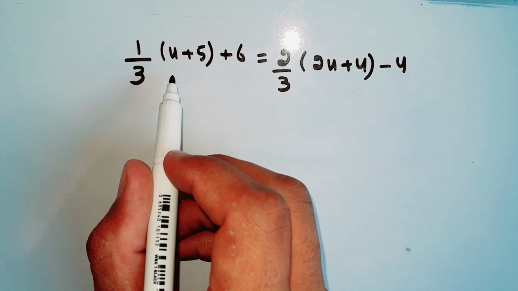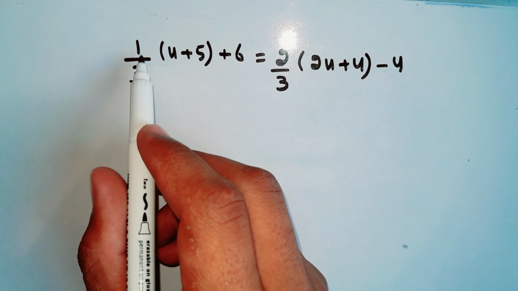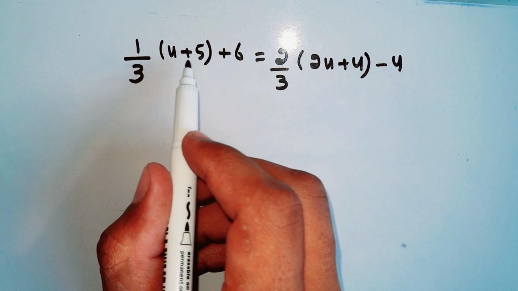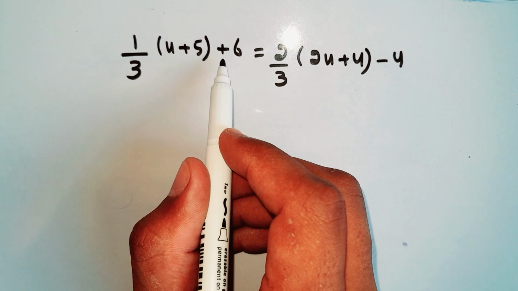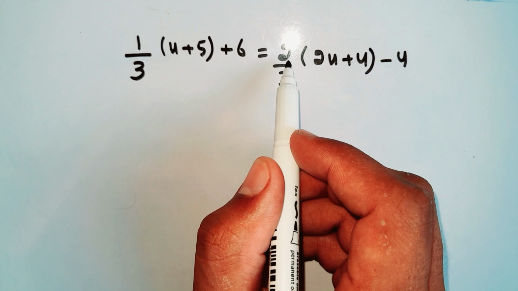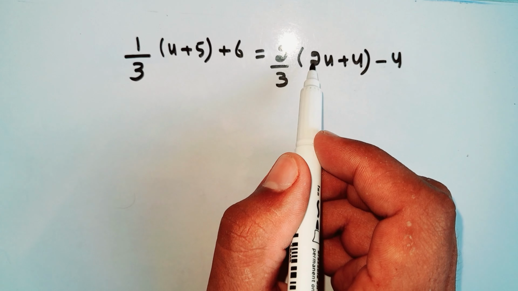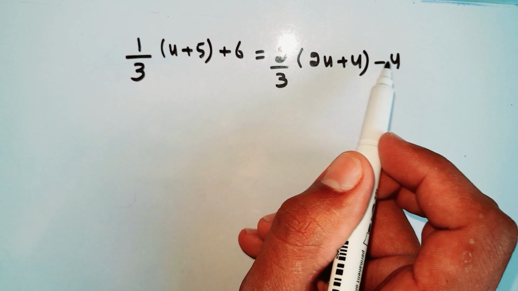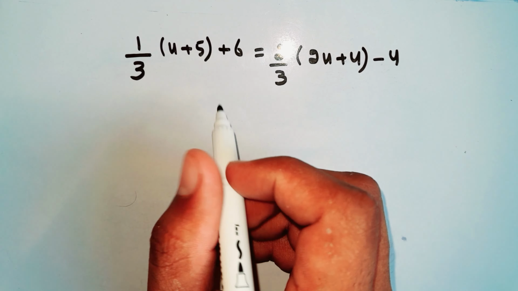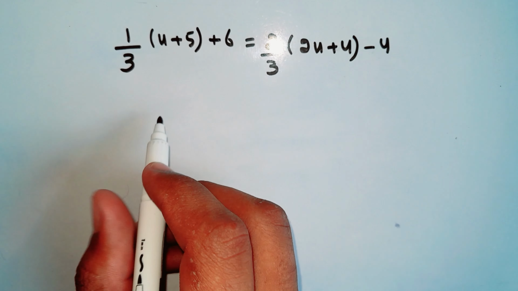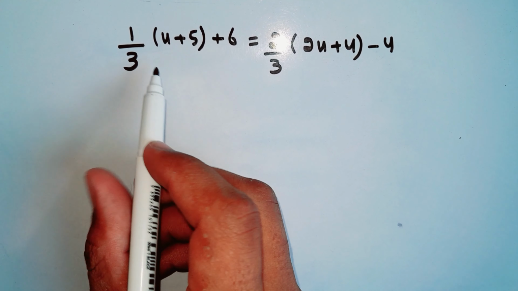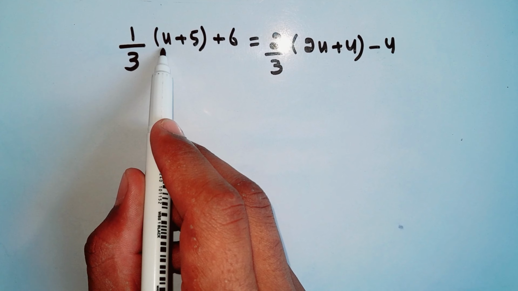In this video we are going to solve this problem: 1/3 (x + 5) + 6 = 2/3 (2x + 4) - 4. We have to find the value of x. So first of all, we multiply this 1/3 with this whole bracket.